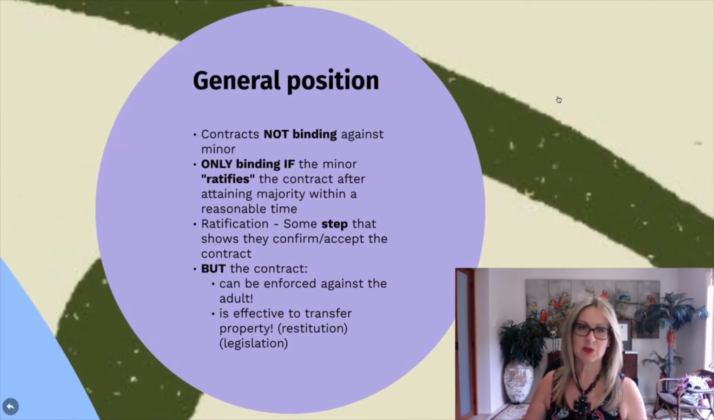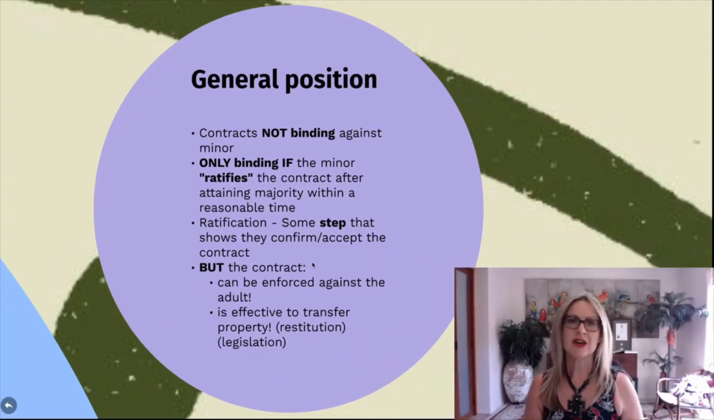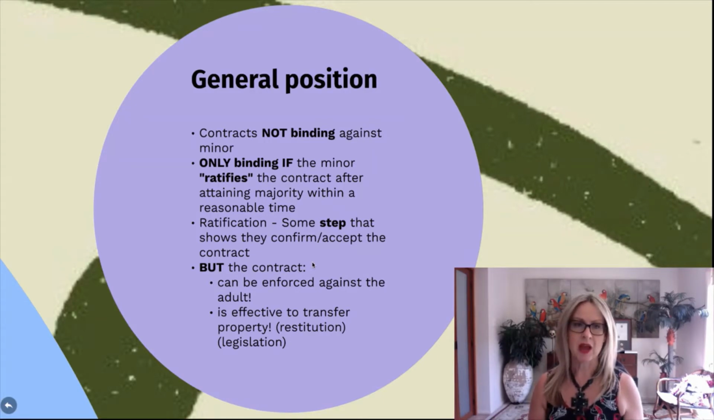First, we start here with the general position. Contracts not binding against minors, generally speaking, just across the board. You can't enforce a contract with a minor. The only way that you can is if 2 things happen. Firstly, the minor turns 18, attains their majority, and secondly, they ratify the contract. That is, they have to take some step, do something that affirms that they accept the obligations contained in the contract. However, on the flip side, the minor can enforce the contract against the adult.